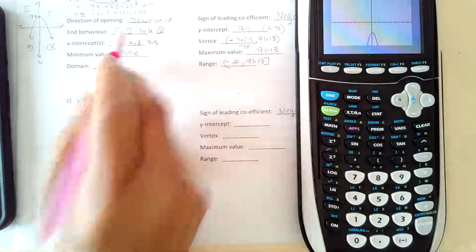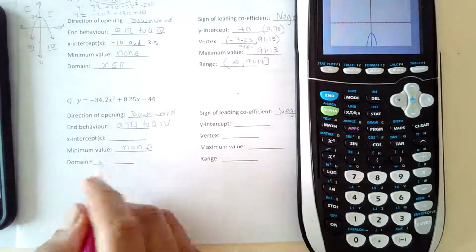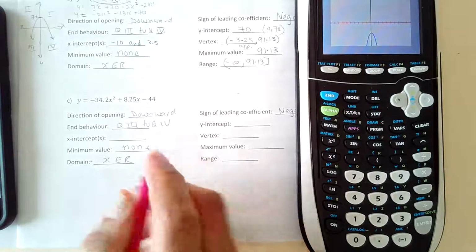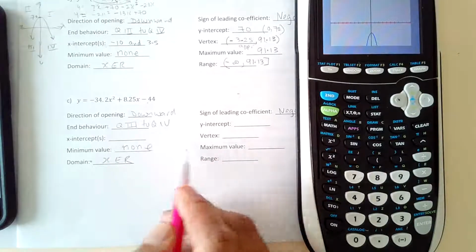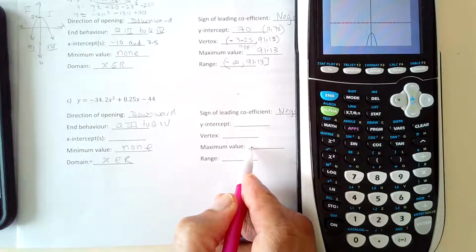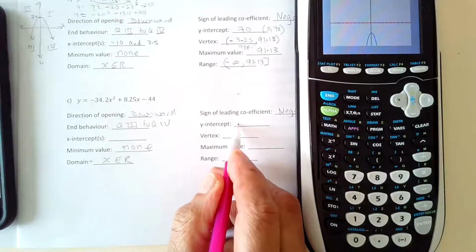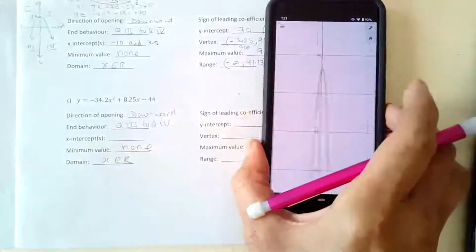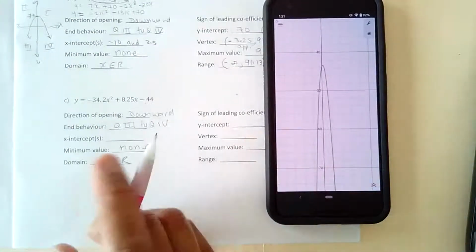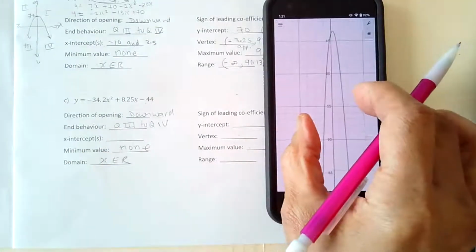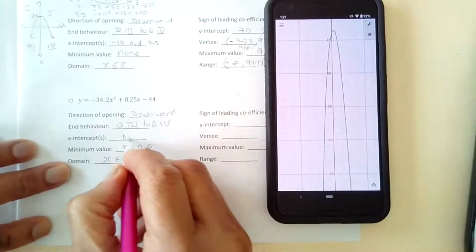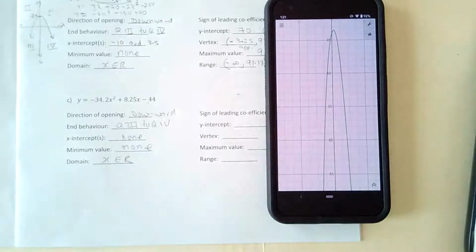And it's very similar to the other one, right? The domain would be x, all the real numbers. The range will be different. Your maximum value, we need to find from your vertex and the y-intercept. Let's go ahead and use Desmos first. To find our x-intercept, there's none. There are two nones in this one here.